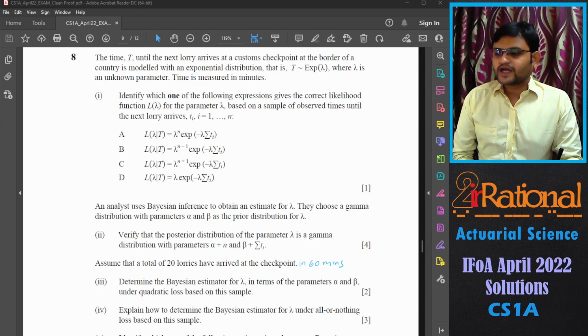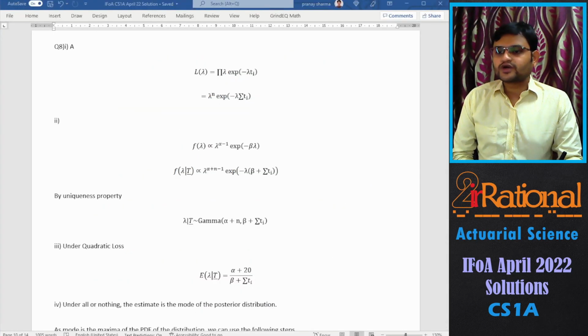Determine the Bayesian estimator for lambda in terms of the parameters alpha and beta under the quadratic loss, based on this sample. Under quadratic loss, we know it is going to be the mean of the posterior distribution. Therefore, we get (alpha plus 20) upon (beta plus summation ti), or you can write here 60 as well.